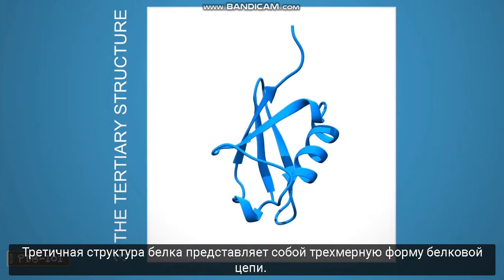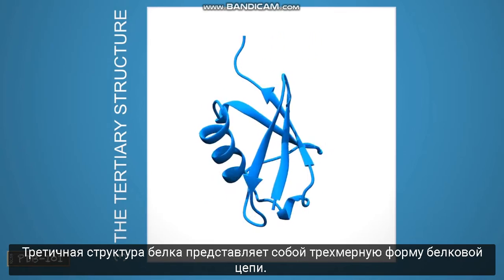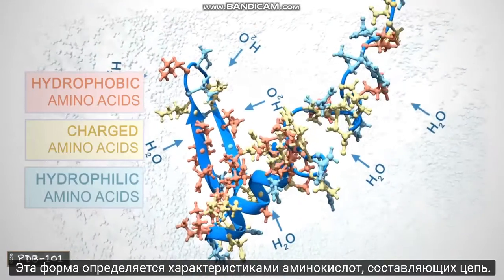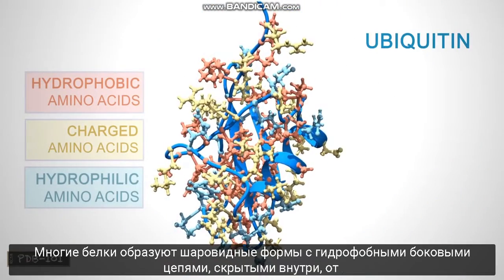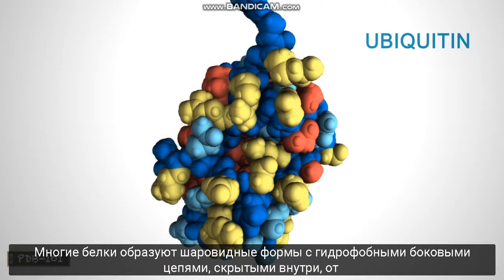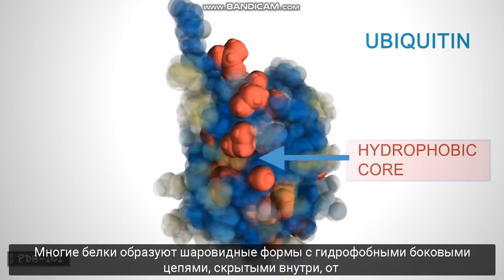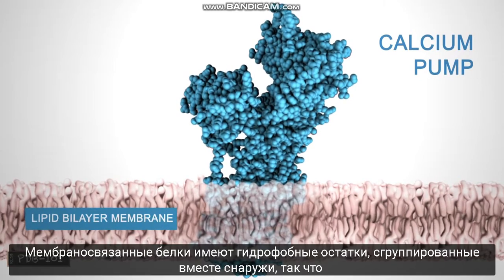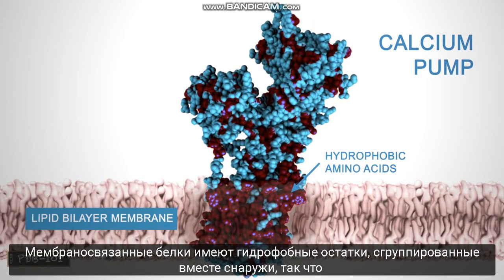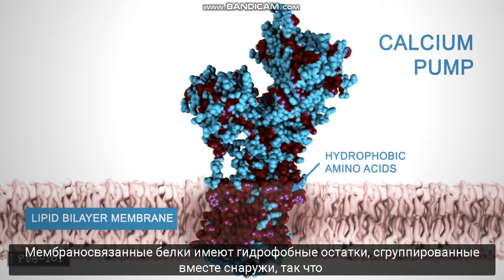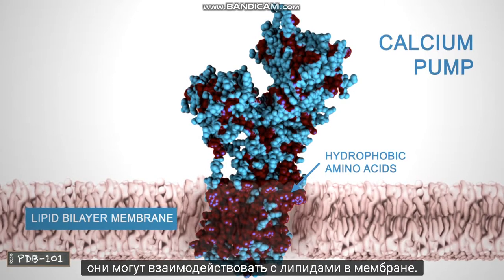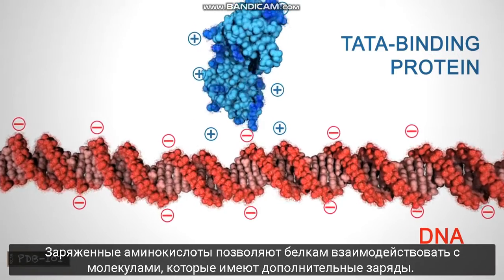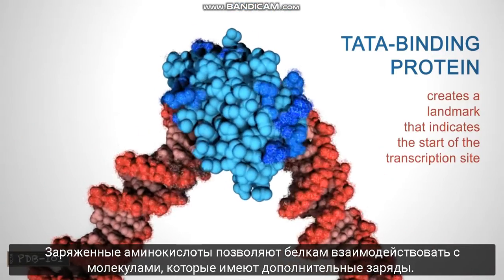The tertiary structure of a protein is the three-dimensional shape of the protein chain. This shape is determined by the characteristics of the amino acids making up the chain. Many proteins form globular shapes with hydrophobic side chains sheltered on the inside, away from surrounding water molecules. Membrane-bound proteins have hydrophobic amino acids clustered together on their exteriors, so that hydrophobic side chains can interact with the lipids in the membrane. Charged amino acids allow proteins to interact with molecules that have complementary charges.